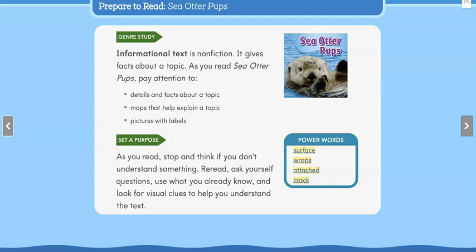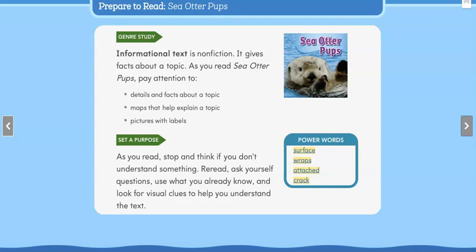Hi friends, today we are going to be reading an informational text called Sea Otter Pups. Informational text is nonfiction. It gives facts about a topic. As you read Sea Otter Pups, let's go ahead and pay attention to details and facts about a topic, maps that help explain a topic, and pictures with labels.